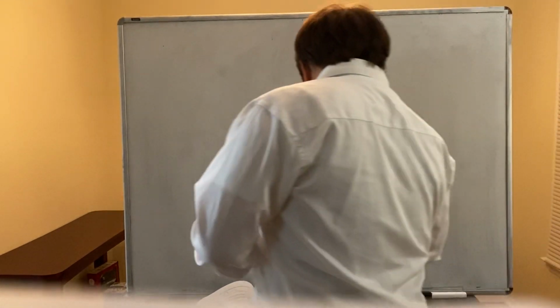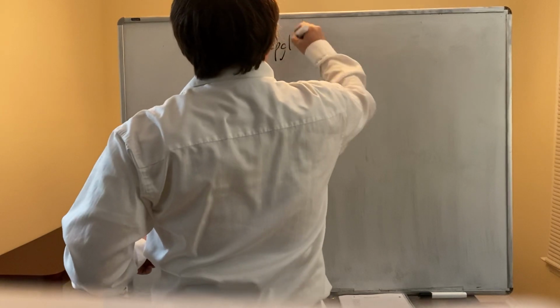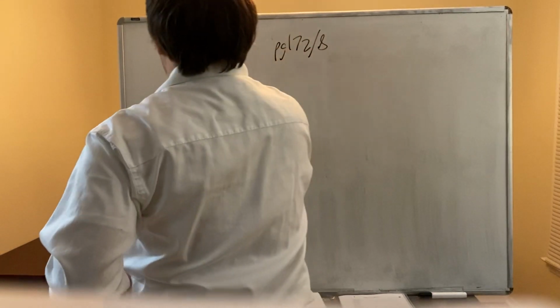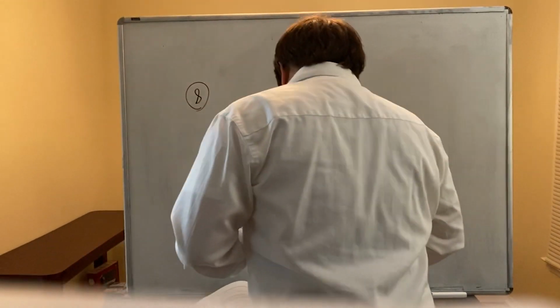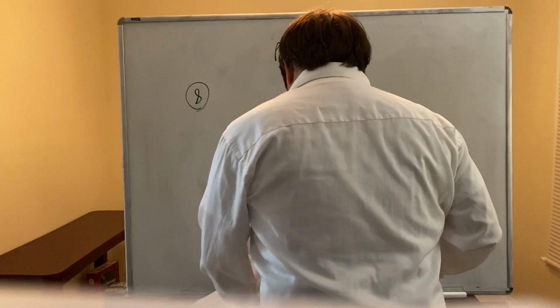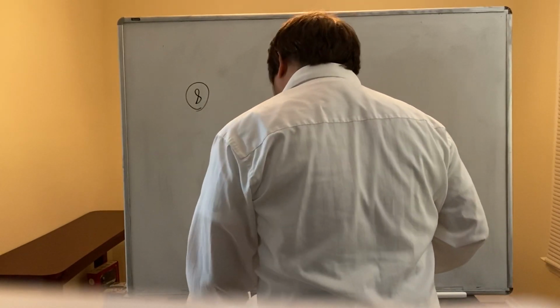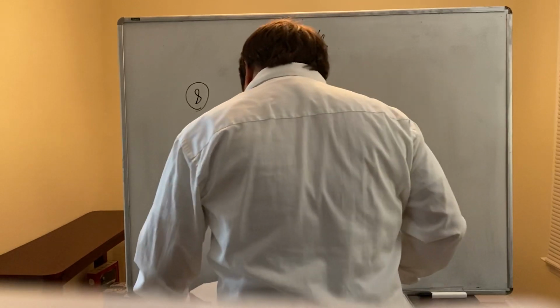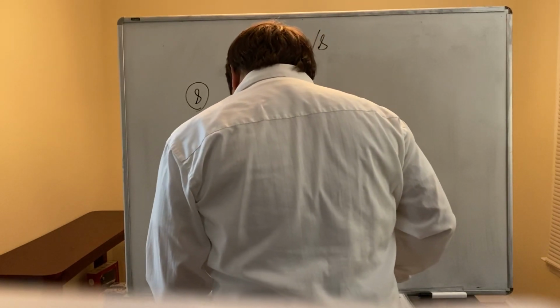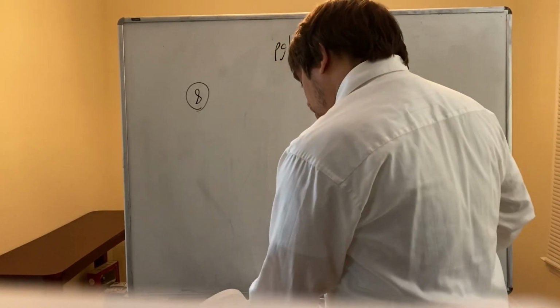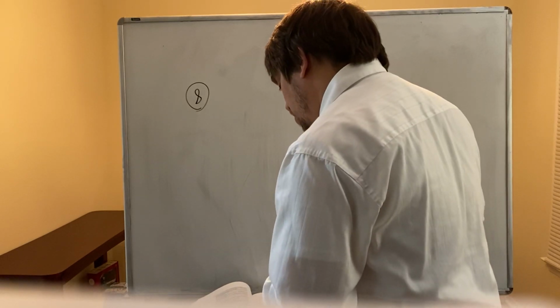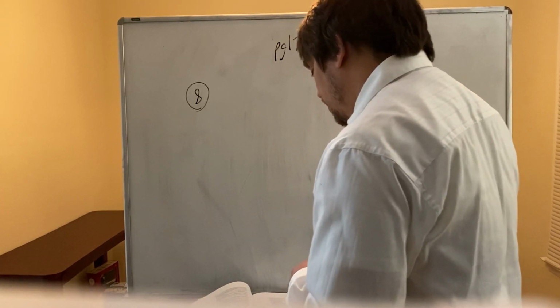Page 150, number 2 is done. Now page 172, number 8. Okay, so let X be a standard normal random variable. Find the probabilities of each.